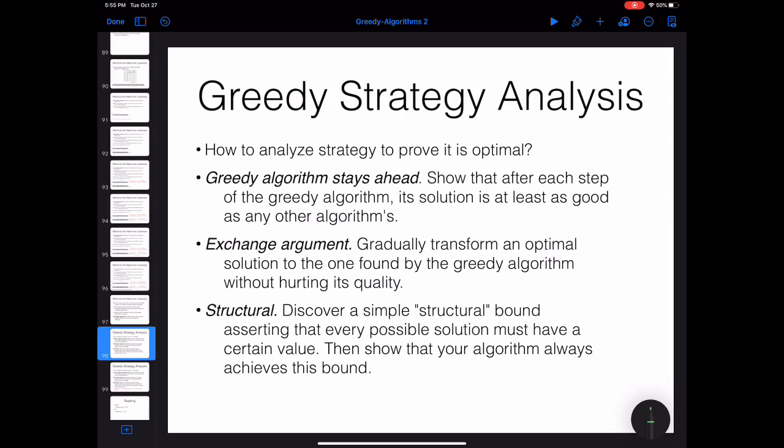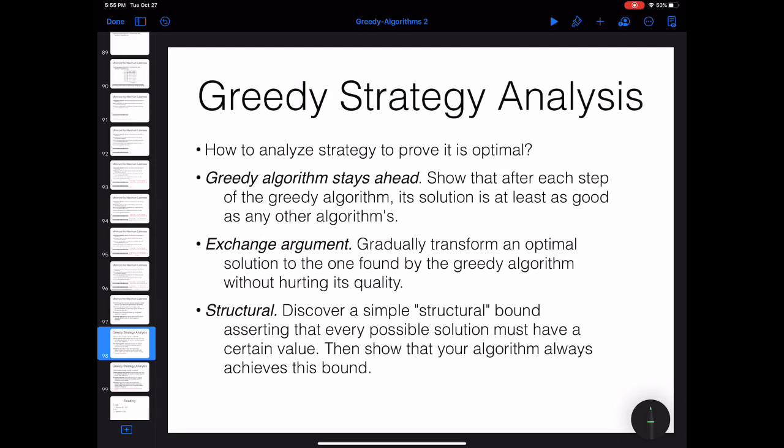These are not complete. It doesn't mean that if you're going to prove, you should definitely follow one of these approaches, but these approaches are very popular when you are working on a greedy algorithm and you want to prove the optimality of your greedy strategy.